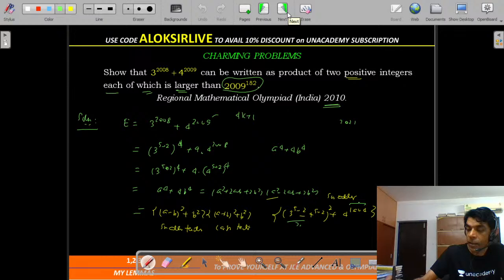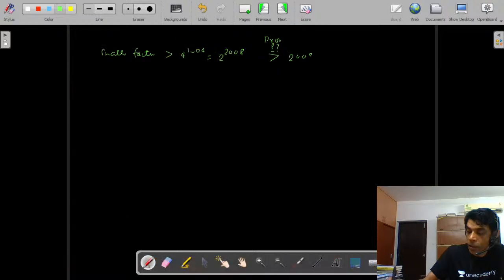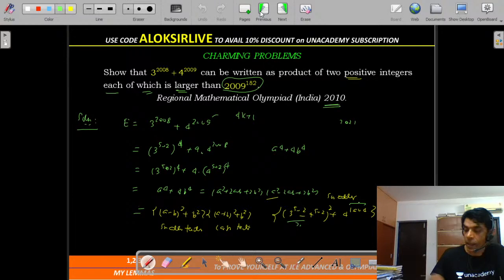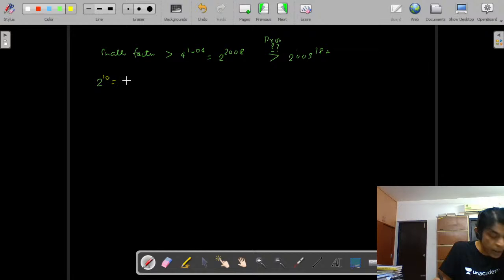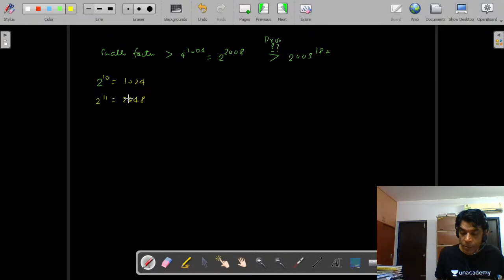So 2009 to the 182. Let me check, it is the same thing. Yeah, they want some quirky number like 182. Now the trick is to compare 2 with some other power, right? So powers of 2. People normally know 2 to the 10, it is well known. 1024. Then 2 to the 11 is 2048, right? This one. From here, can you see how you can finish quickly?